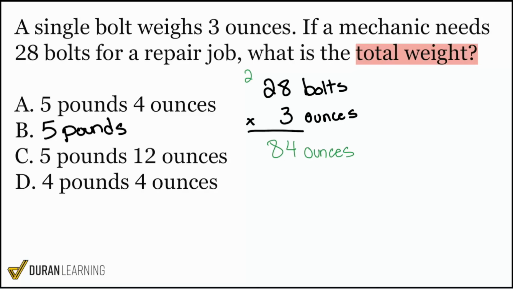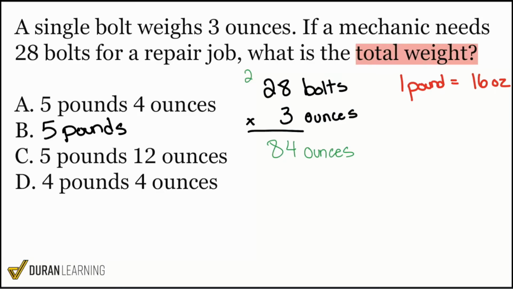Because notice that the final answer that we have is 84 ounces, but the answer choices are all in either pounds or pounds and ounces. So this is where we're going to convert. So let's first write down that conversion rate. Everyone, is this correctly written here on the screen? 1 pound equals 16 ounces. Great, that is written correctly.